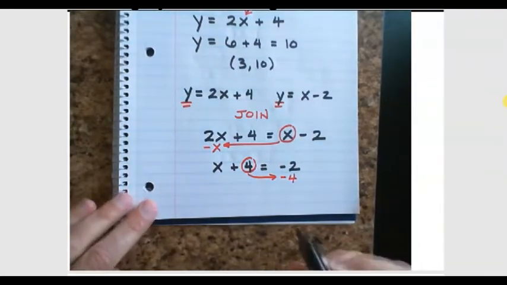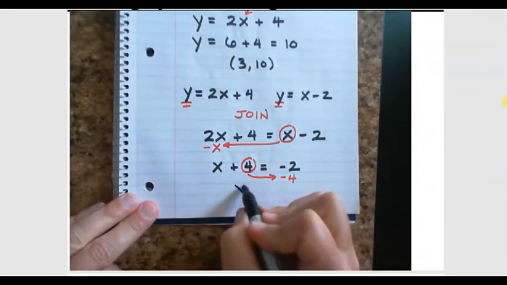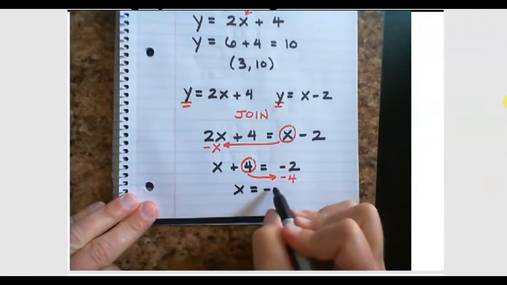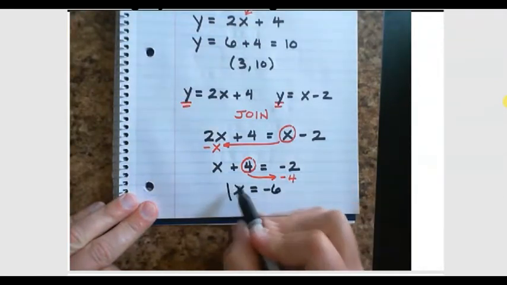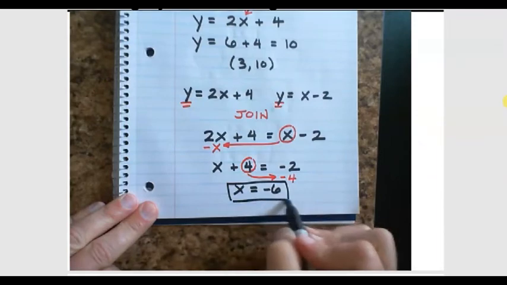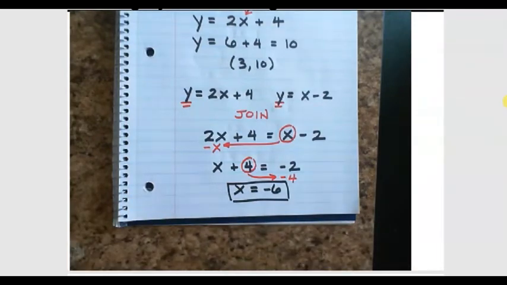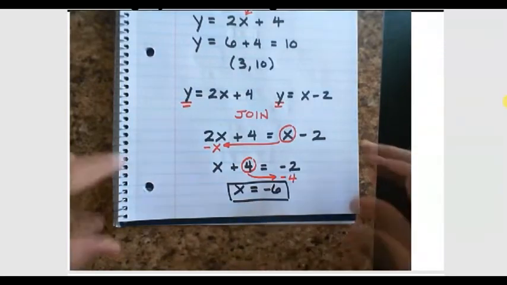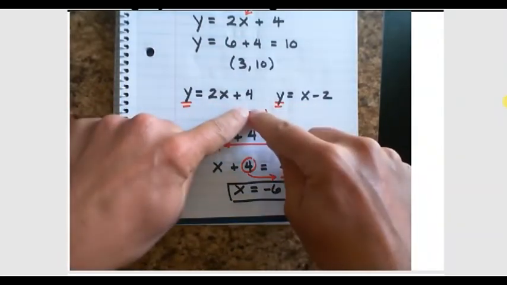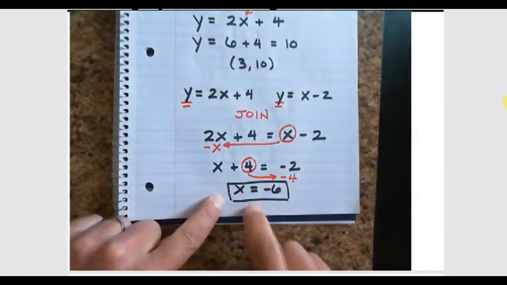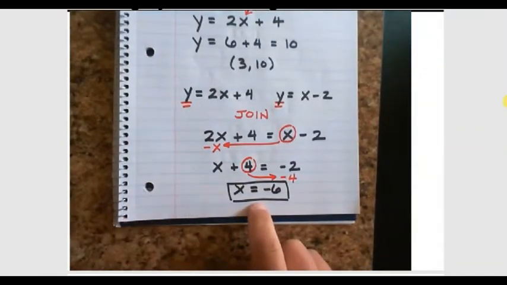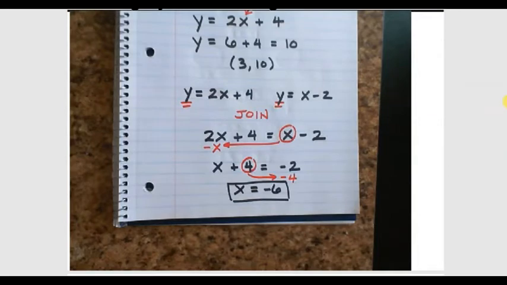This is all going in your notes. X equals -6. That's fantastic. We have the x. So we join the 2 equations together and we get the x. Now that we have the x, we still have to get the y. So how do I get the y? I plug in the x.